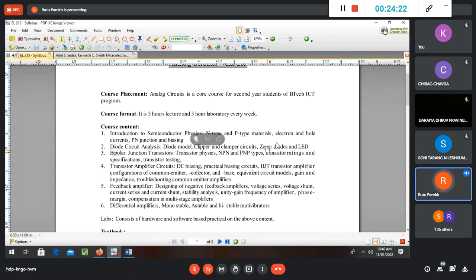Have you heard of MOSFET? Yes, ma'am. Good. See, MOSFET is nothing but also a transistor. BJT means bipolar junction transistor, which we are going to extensively study here. That is also a transistor, but this MOSFET is smaller in size compared to a BJT.